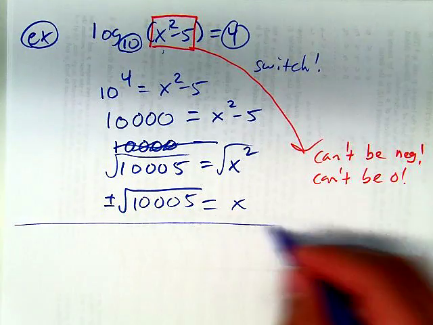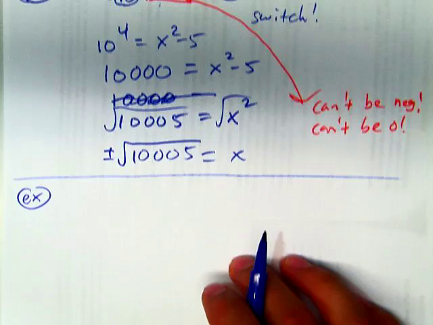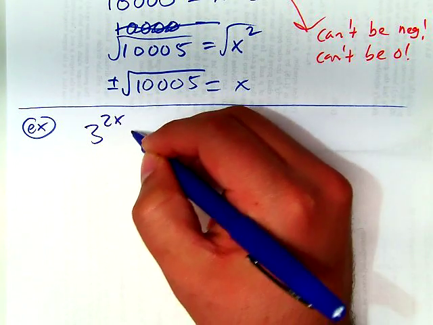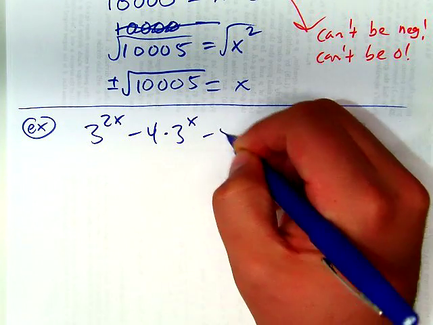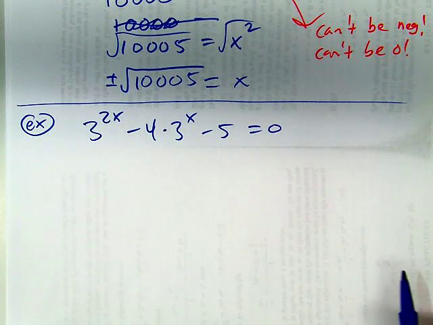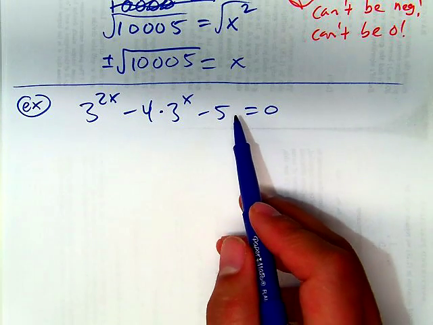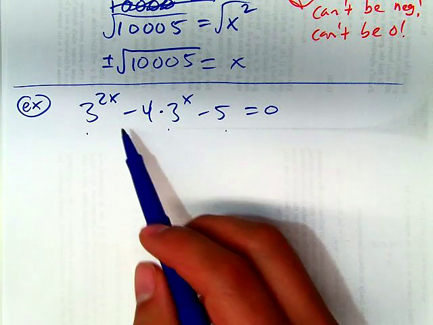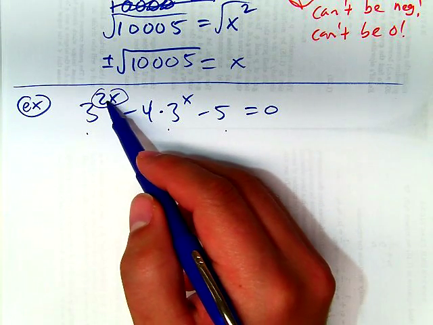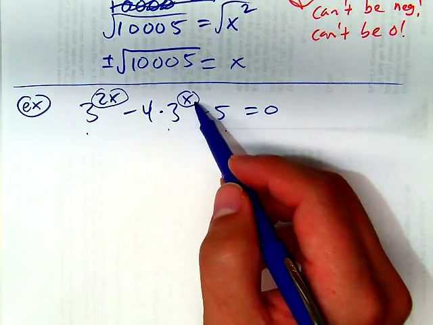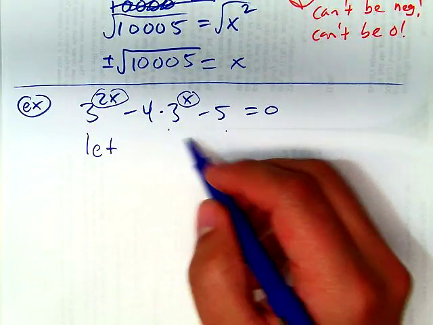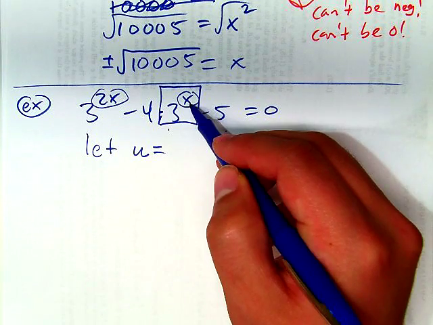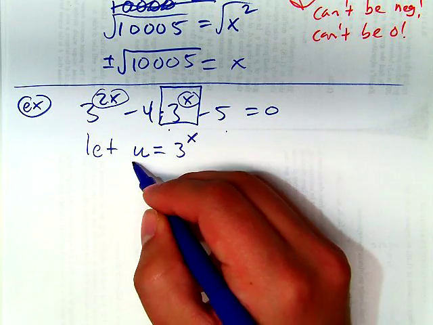All right, let's try another one. Let's say 3 to the 2x minus 4 times 3 to the x minus 5 equals 0. All right, so this kind of has that feel like it might be quadratic. I mean, right here you see this exponent, 2x, is double this exponent, which is x. So a good idea is to actually do a substitution, and you're always going to take this middle base and power, and you're going to make that your letter of choice. I'm going to use u.